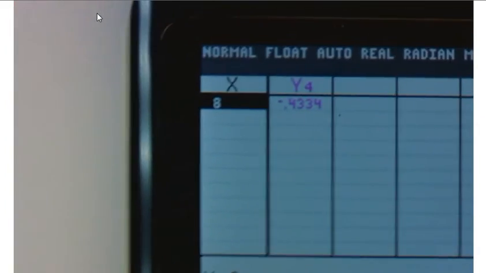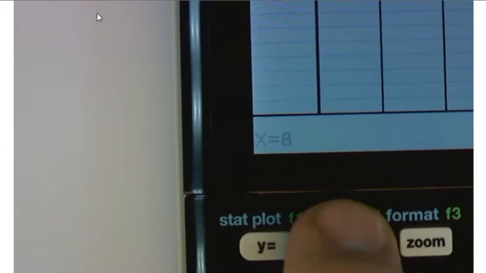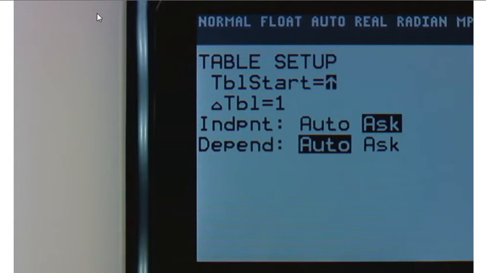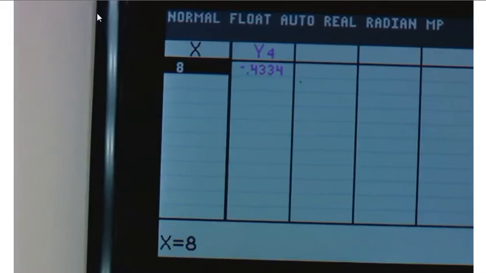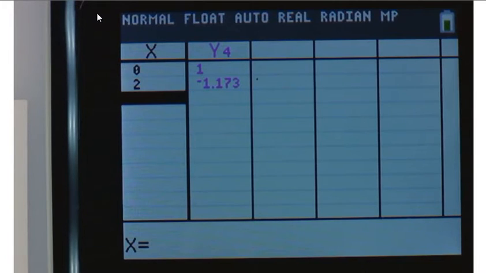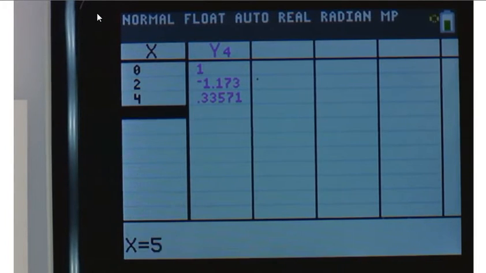So you should have your calculator set up with table set. The second table set should be set to ask. That way you can type in whatever values that you want for your t-table. So let's type in 0, 2, 4, 5, 6.